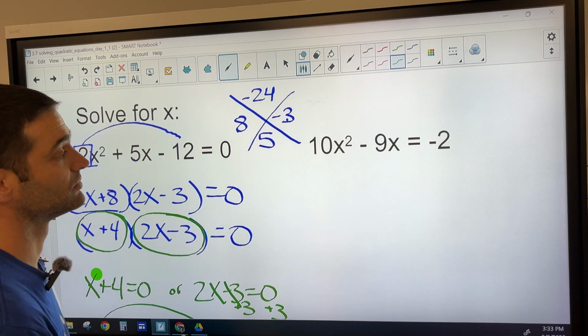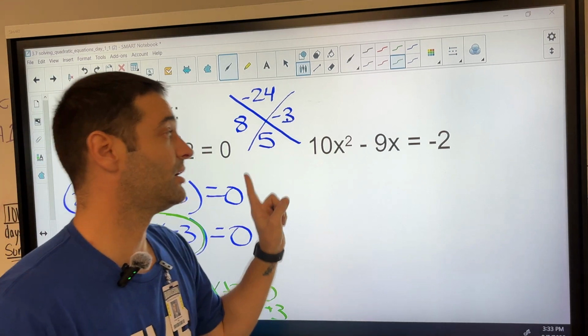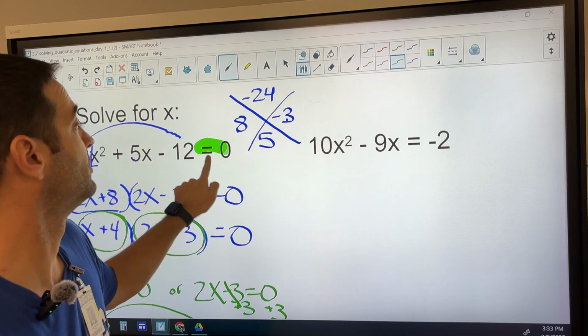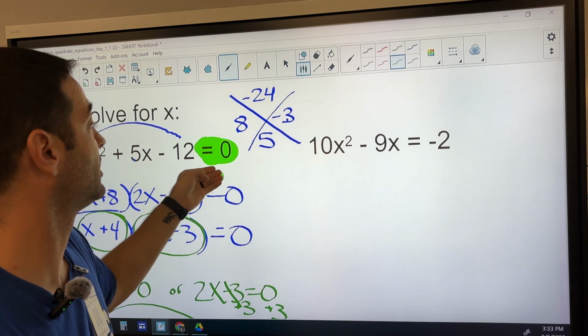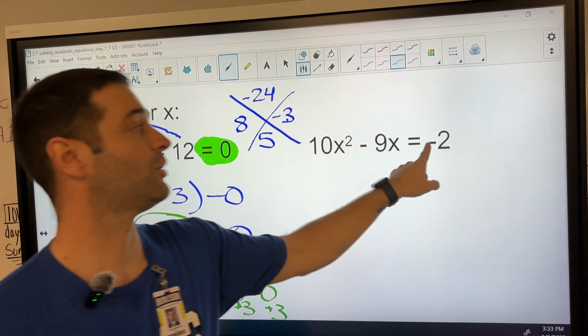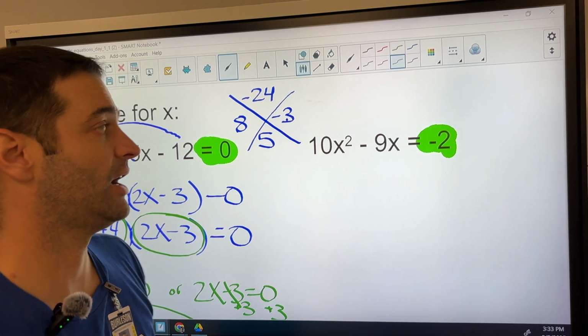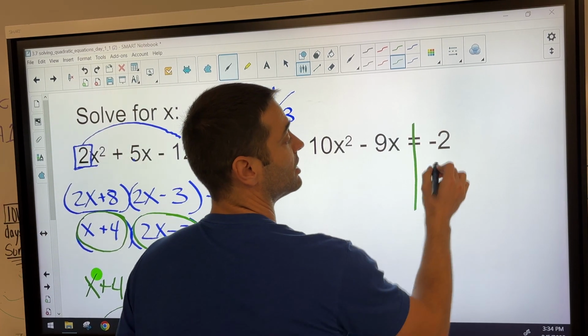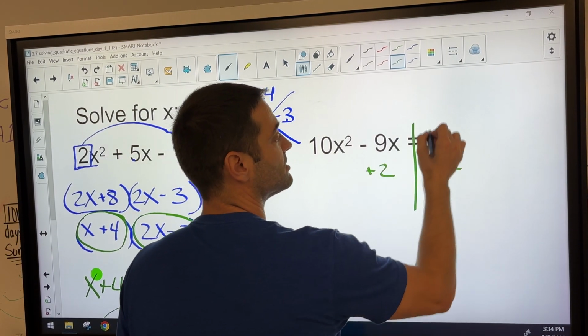One more. Just like on the warm-up, it has to equal 0. We talked about that yesterday. We talked about it a little more earlier. It will not work if it equals negative 2. You have to make that right side be 0. So add 2 to both sides.